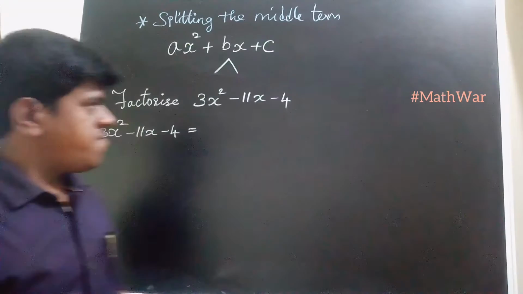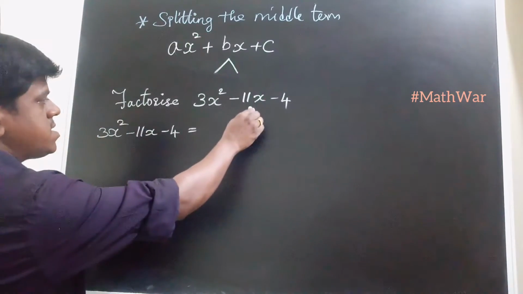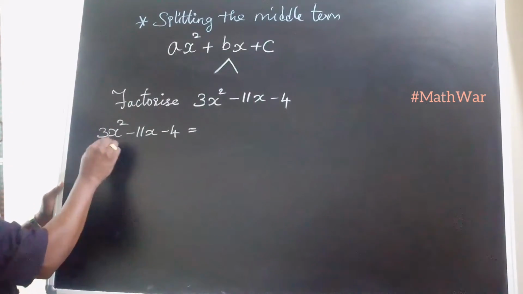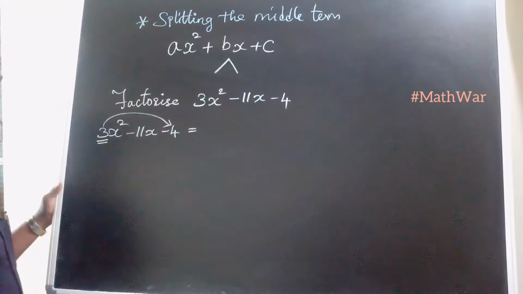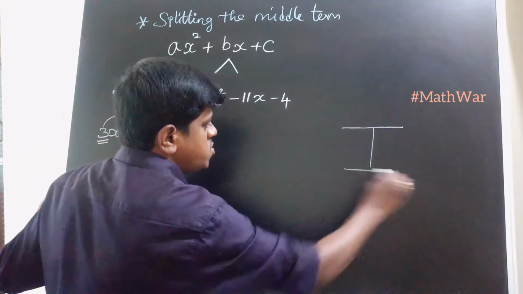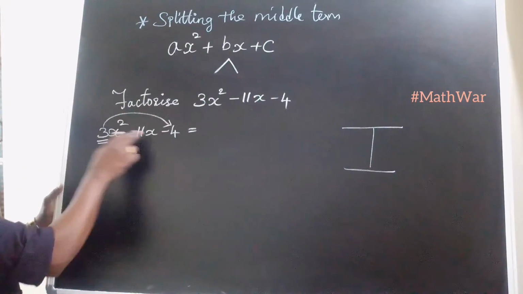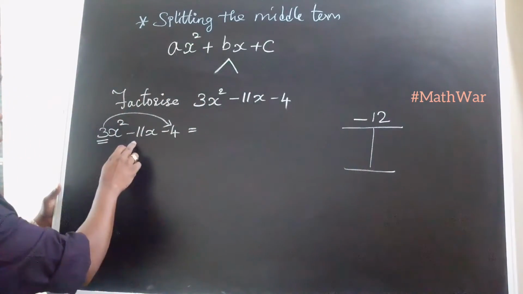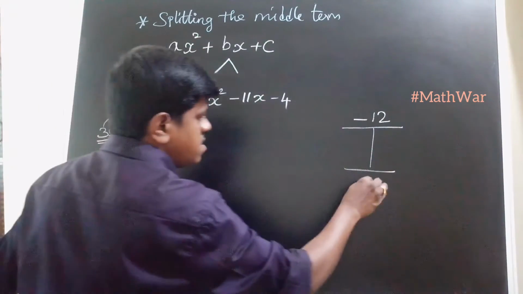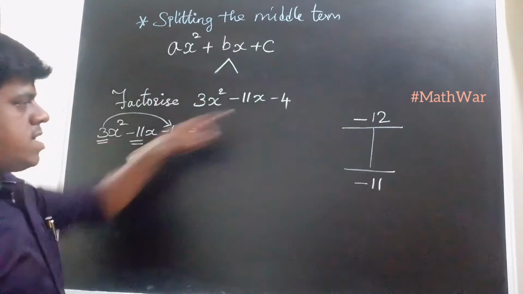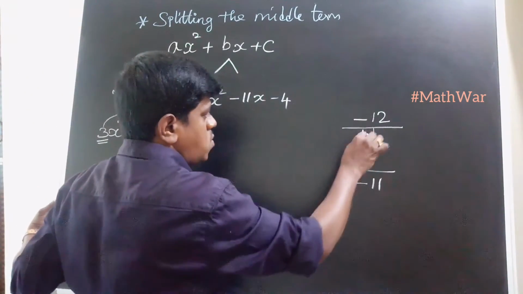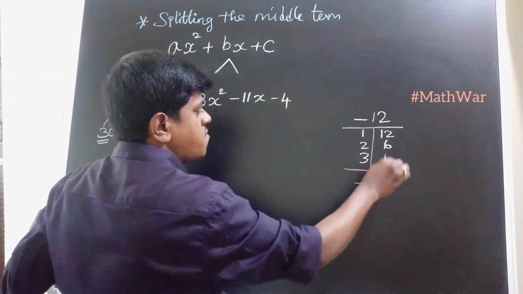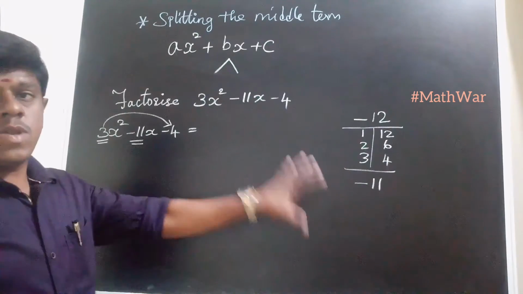Next question, factorize 3x square minus 11x minus 4. So as I said, first you should take the coefficient of x square and multiply it with the constant term. So here you should use the I, and on the top of the I, 3 into minus 4, it is minus 12, and the coefficient of x term, it is minus 11, that should be here. And 12 is there, so factors of 12, 1 and 12 we can write, 2 and 6 can be written, 3 and 4 also can be written. So in this only the answer will come.